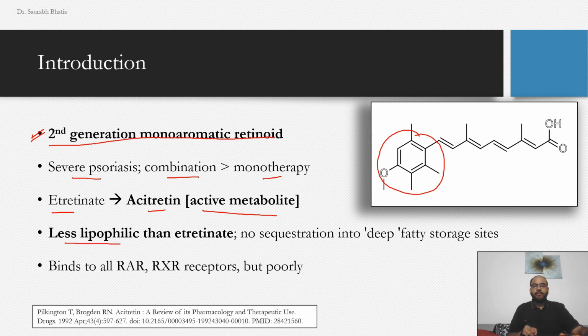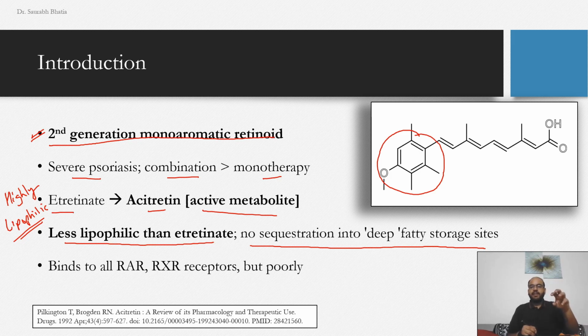Acitretin is less lipophilic than etretinate. So there's no sequestration into deep fatty storage sites. Now, what do you mean with that? If you give etretinate to a patient, etretinate is highly lipophilic. That means it loves fat cells.